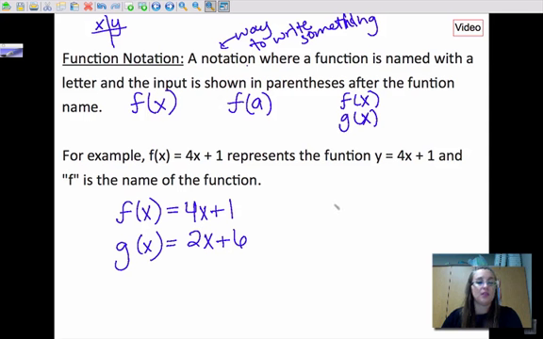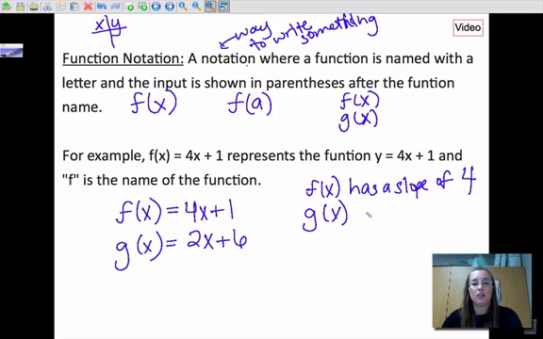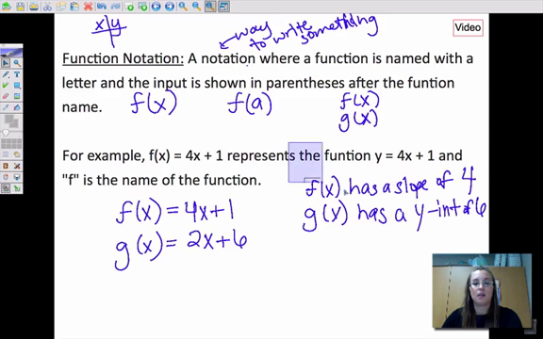And then you could really easily talk about it. If you were writing about it, you could say the function f of x has a slope of 4, and you wouldn't have to write out y equals 4x plus 1. You could just use the name f. You could also use the name g. If you wanted to talk about g, you could say g of x has a y-intercept of 6. Okay, so those are some options for you. That's part of the reason why this is useful.